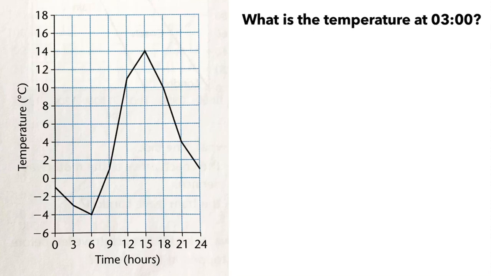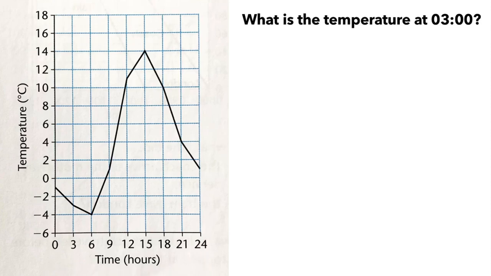So let's have a look at the x-axis and the y-axis and try to work out what this graph is showing. On the x-axis, it's showing us time in hours. And notice we're using the 24-hour clock here. And then on the y-axis, it's showing us the temperature in degrees Celsius. So this graph will show us the change in temperature over time. And we can see that it's over 1 day because it goes from 0 to 24.